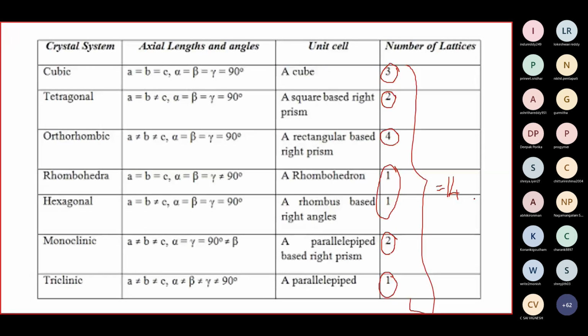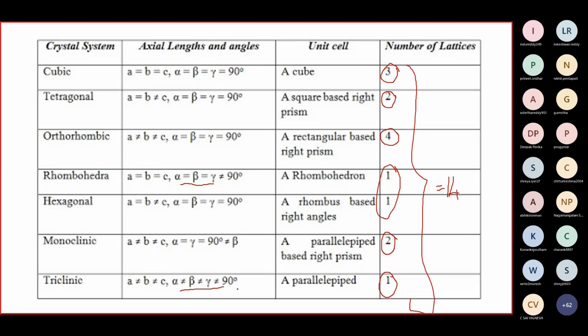Excuse me, sir. Yes. Sir, in this trigonal, alpha is equal to beta is equal to gamma not equal to 90 degrees, does that mean all three angles are not equal to 90 degrees? Triclinic? In trigonal. Rhombohedral or trigonal? See, alpha is equal to beta is equal to gamma. All these three angles are equal to each other, but not equal to 90. And in triclinic, they are not equal to each other, and also not equal to 90. None of them are equal to each other, and also not equal to 90.